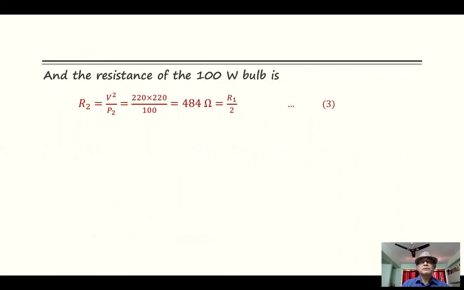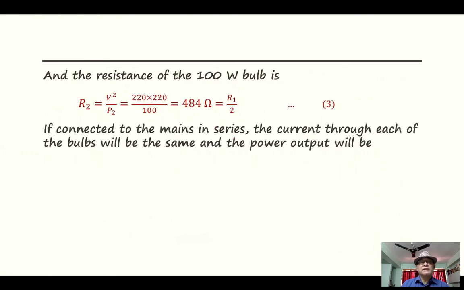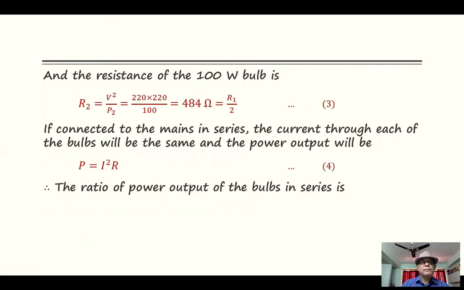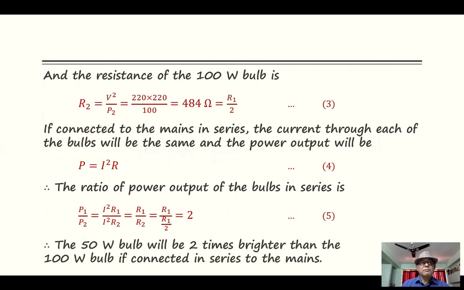This is equation 3. If connected to the mains in series, the current through each of the bulbs will be the same and the power output will be P equal to I square into R. This is equation 4. Therefore, the ratio of power output of the bulbs in series, P1 by P2, is equal to 2, as given by equation 5. Therefore, the 50 watt bulb will be 2 times brighter than the 100 watt bulb if connected in series to the mains.